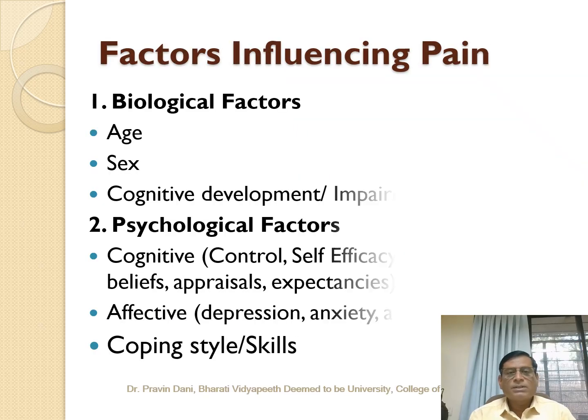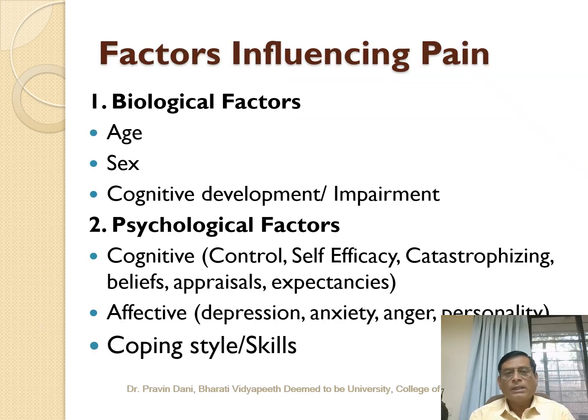In this unit 2, I'm going to cover the content in two videos. So in this first video, we'll try to see 50% of it. I'll just tell you what we are going to see. We can divide the factors into four categories. First is biological factors: age, sex, and cognitive development. Second category is psychological factors. In that, we are going to see cognitive, affective, and coping style skills.